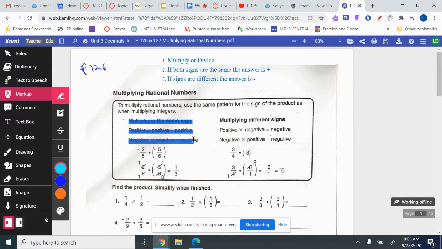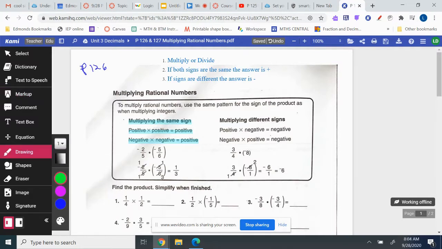A positive times a positive gives you a positive sign. Negative times a negative gives you a positive sign. Then they change that rule. They say if you have different signs, like a positive times a negative, your answer is negative. And if you have a negative times a positive, your answer is negative. So be aware: same signs positive, different signs negative.